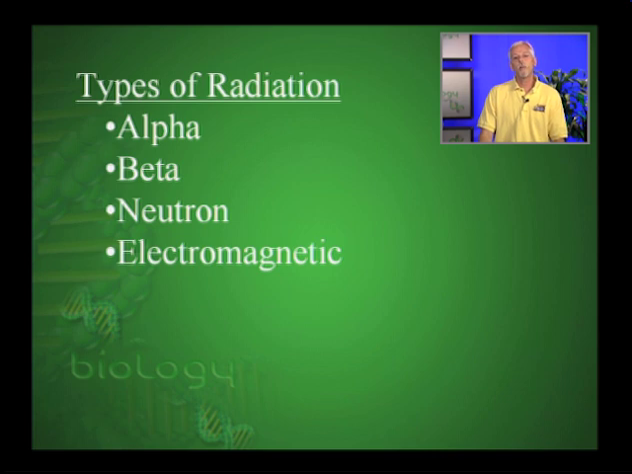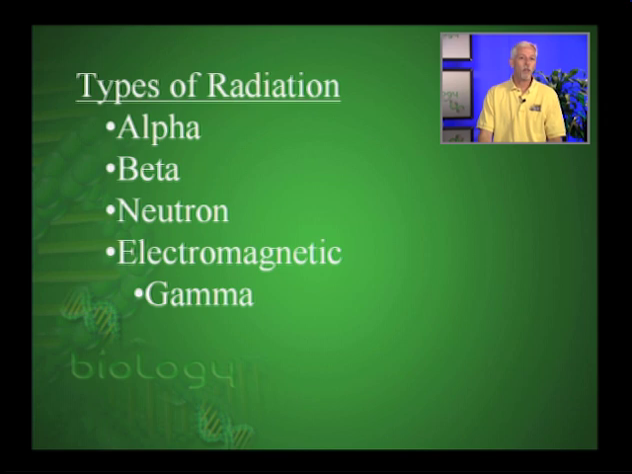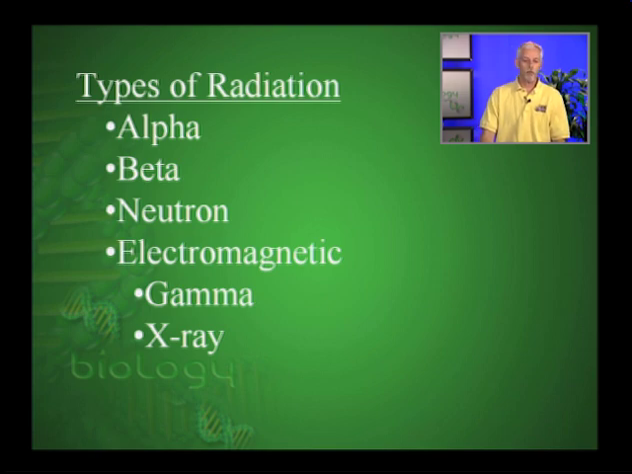And then there are certain types of electromagnetic radiation. Electromagnetic radiation would be very, very tiny particles called photons that move in a wave-like manner. And we'll talk more about that later in the course. But there are 2 types that we'll talk about here. One is gamma radiation. That's emitted by the nucleus of a radioactive atom. And then X-ray radiation is emitted by the orbitals or shells of an atom.